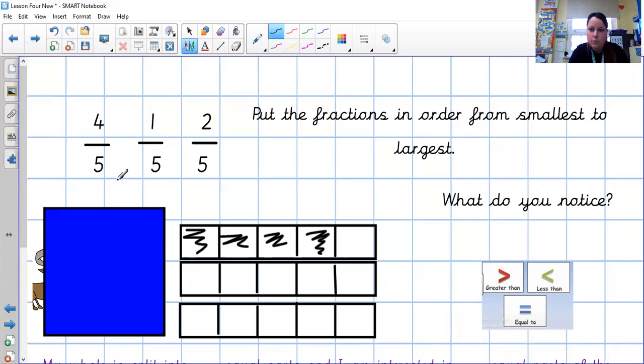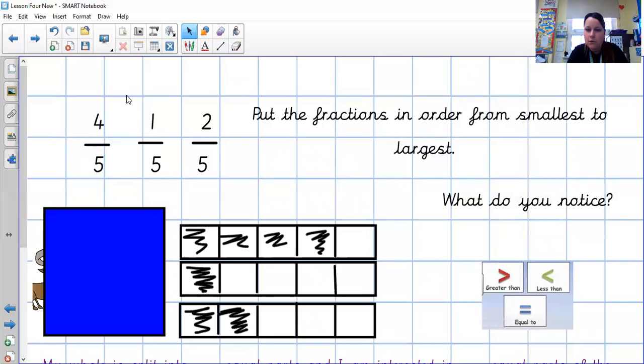The next fraction is 1/5. So my whole has been divided into 5 equal parts, and I am interested in 1 out of those 5 equal parts. My last fraction, 2/5. My whole has been divided into 5 equal parts, and I am interested in 2 out of those 5 equal parts. Okay, so we need to order them from smallest to largest.